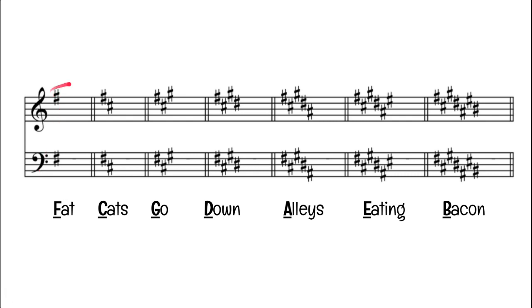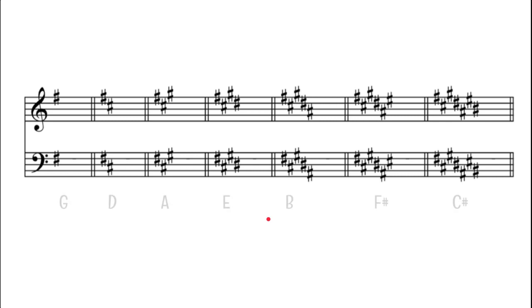So we start with F, then C, then G, D, A, E, and B for the final order. And the order of sharps you can memorize by using mnemonics. One I like to use is fat cats go down alleys eating bacon. You can use any other mnemonic as you would like, and that works. And here are the major keys that correspond to each amount of sharps for each key signature.